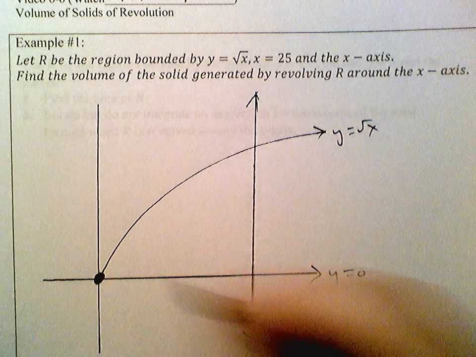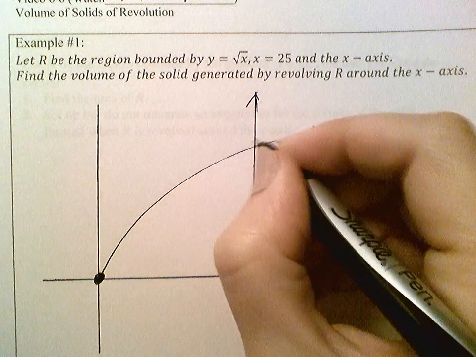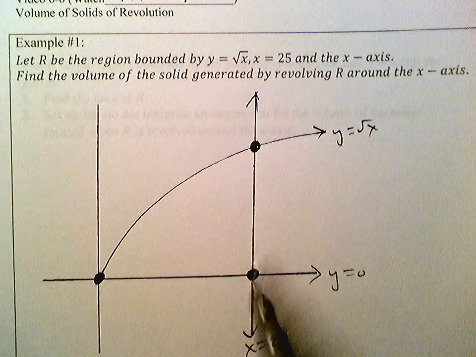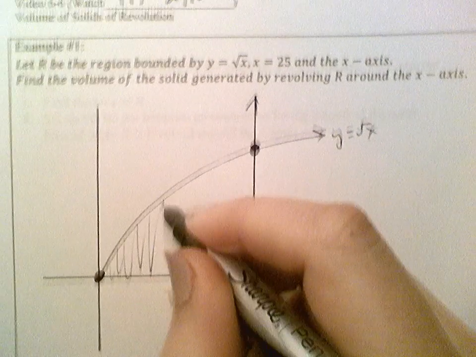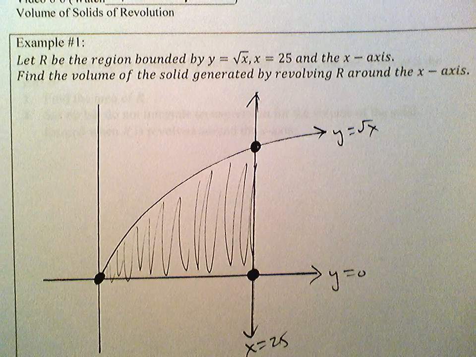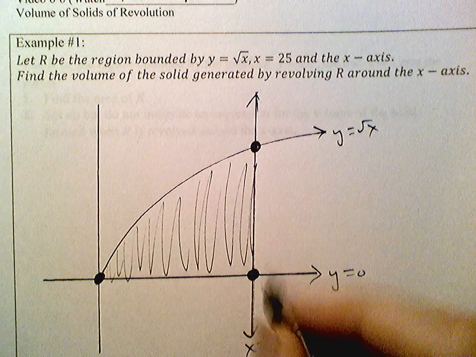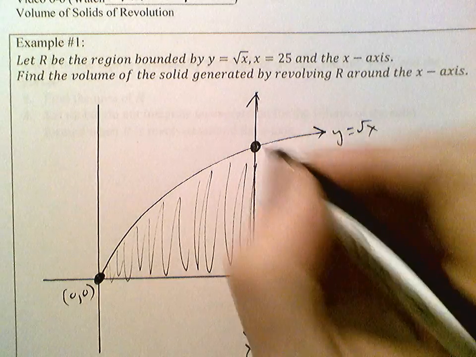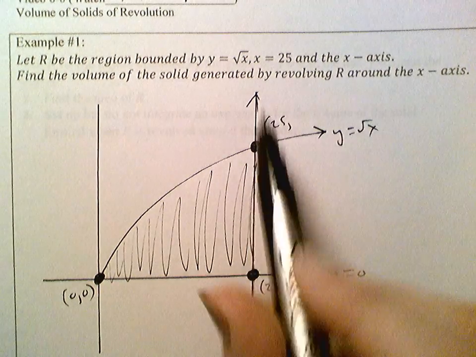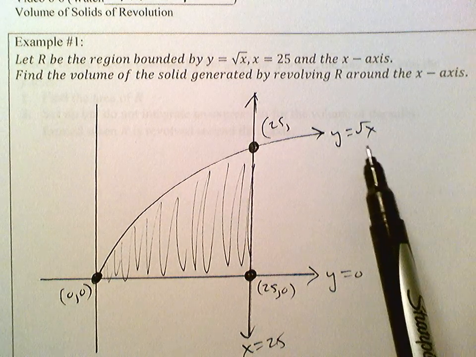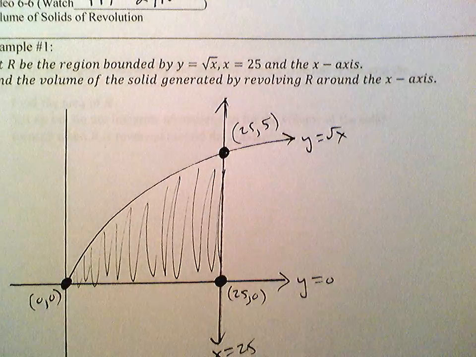Okay, so the region is bounded by these curves. So I find the intersection points of those curves. So that's these. Think of these as the vertices of your region. So your region is this right there. Okay, so that's our region. And let me find these intersection points first. Okay, so this one is 25, 0. This one is 0, 0. This one, the x coordinate's 25. And then for the y coordinate, I would just plug it into that function right there, so I'd get 5 for the output.